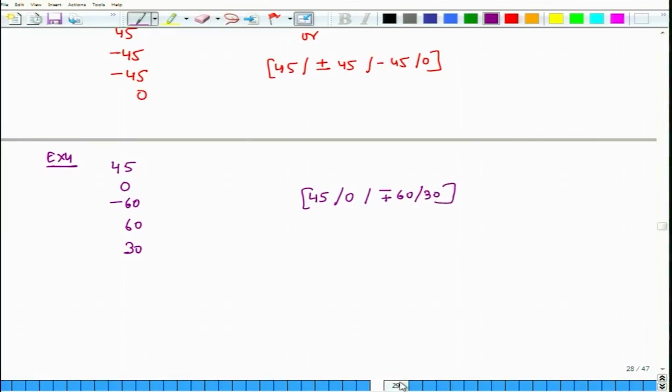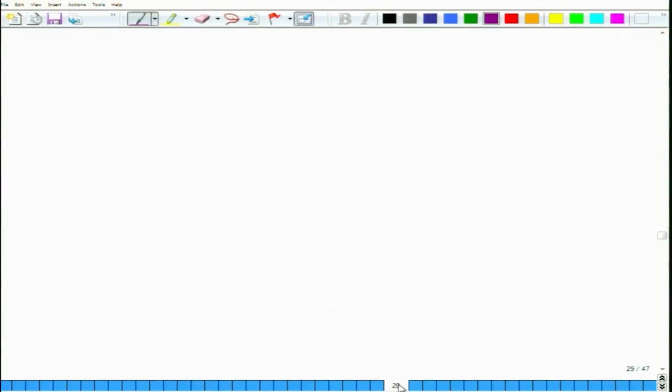Now, there could be lamination sequences which are symmetric above and below the midplane. So, what do we do in those cases? Let us look at symmetric lamination sequences.